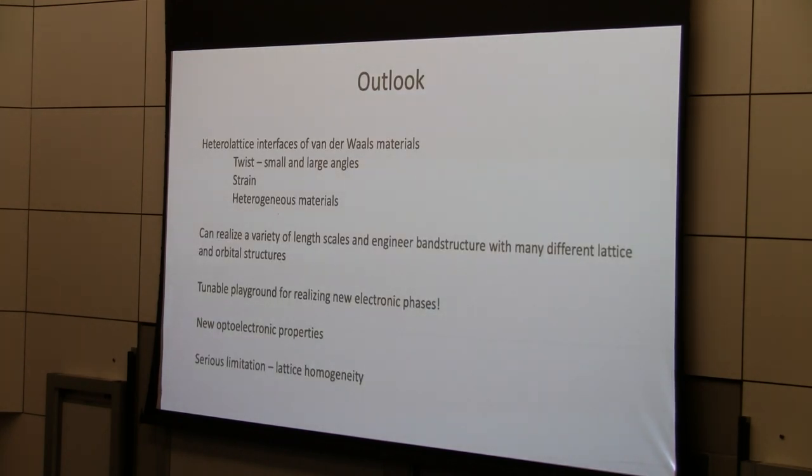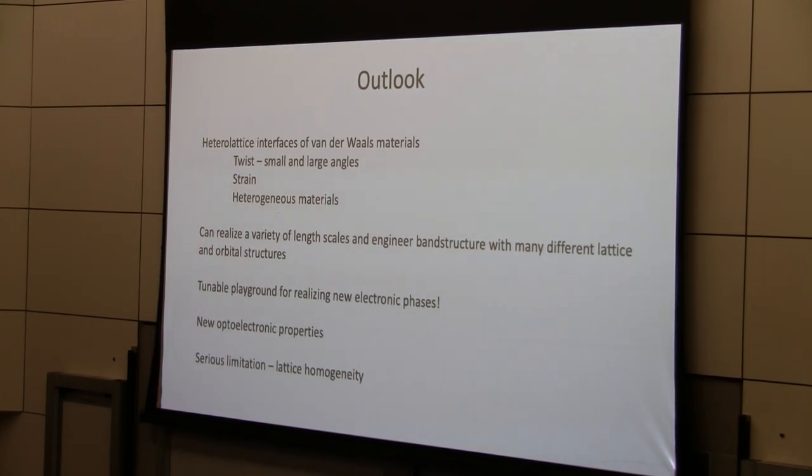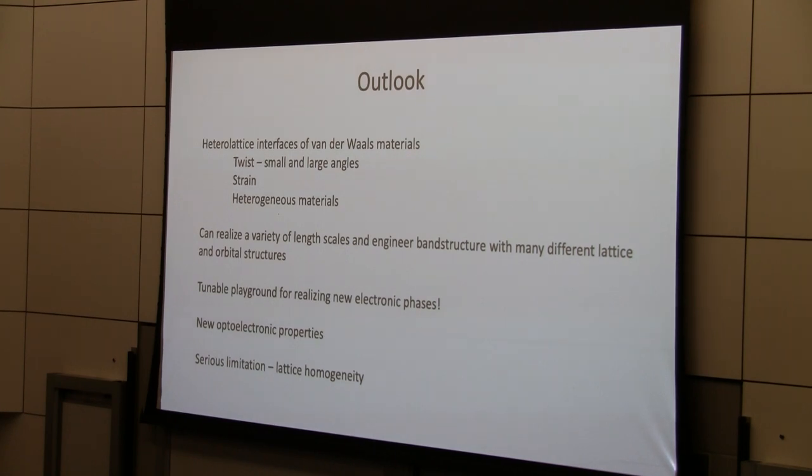Let me stop by saying that in these kinds of materials, there are new tuning parameters: twist between layers, strain between layers, using two layers with different lattice constants. And all of these can give you a variety of length scales in an engineered band structure in many, many interesting ways. And perhaps right now we don't really know what the limitations to this are, but I think this is as good a way of simulating quantum systems as many other ways that are popular in the field. I did not talk about optoelectronic properties at all, but many of them have beautiful excitonic properties as well. And the serious limitation in this field is homogeneity of the lattice fundamentally.